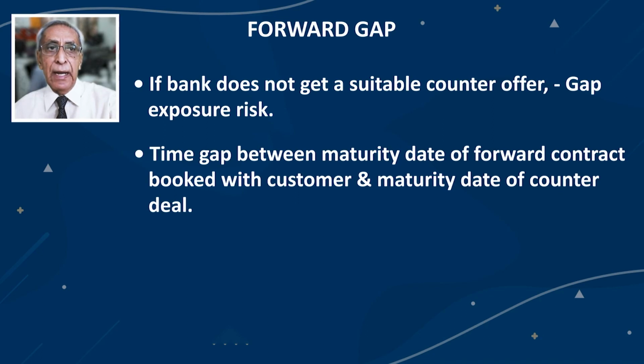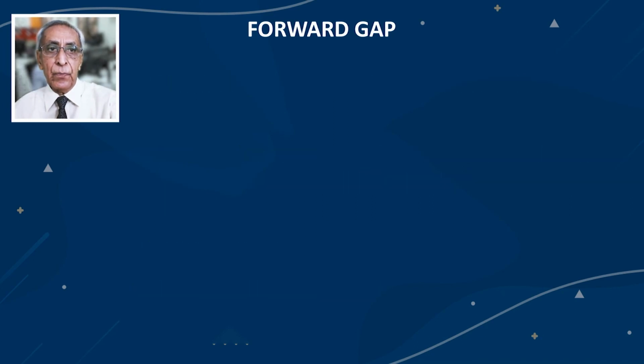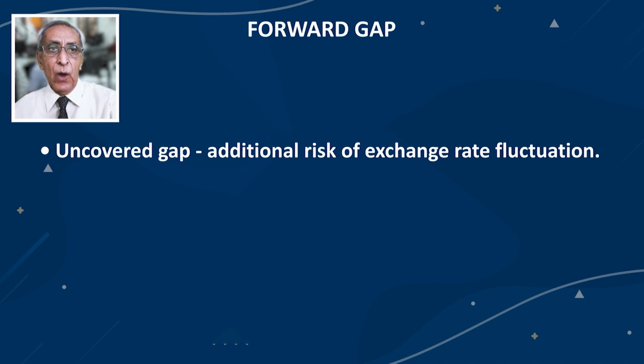There may also arise a cost of a badla. There may be an outlay for the gap period. The gap may be uncovered. There may be an additional risk of exchange rate fluctuations. To cover all these risks, the bankers take proper security, and they ask for a margin or certain securities from a merchant. And in the interbank market, the banks deal with approved banks only to avoid the counterparty risk.